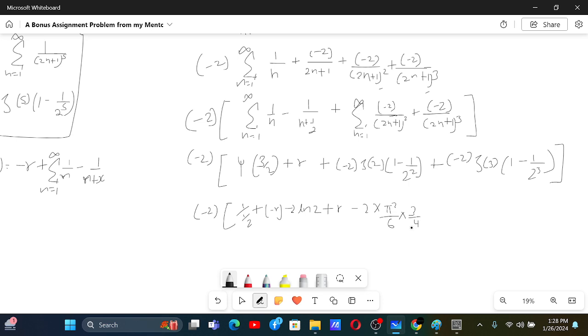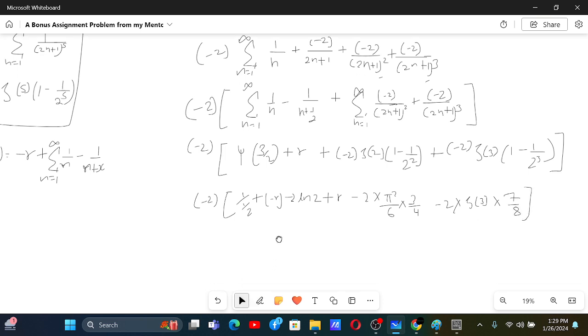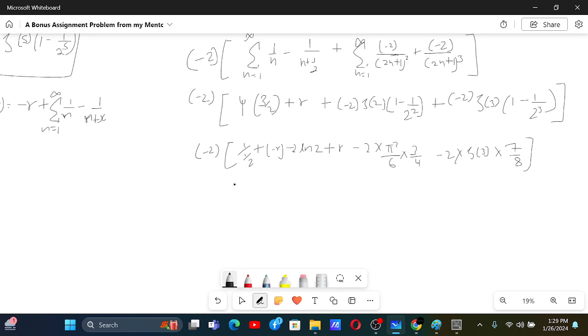Is it? Let me check if that's correct or not. Okay, that's correct. And then minus 2 times Riemann zeta of 3, which is just written like this because we don't have a closed form in terms of elementary functions, and this is known as Apéry's constant, and this over here is just 7 by 8. Now after this we have minus 2 as it is.